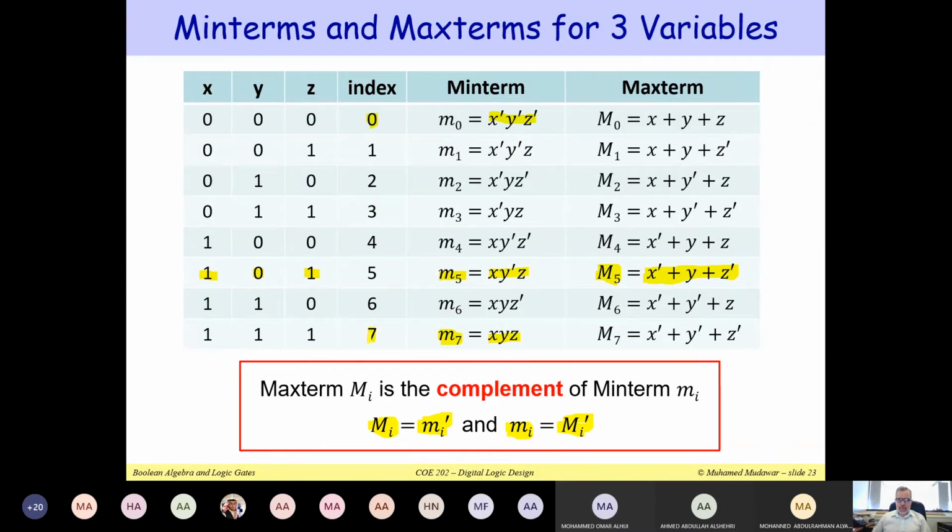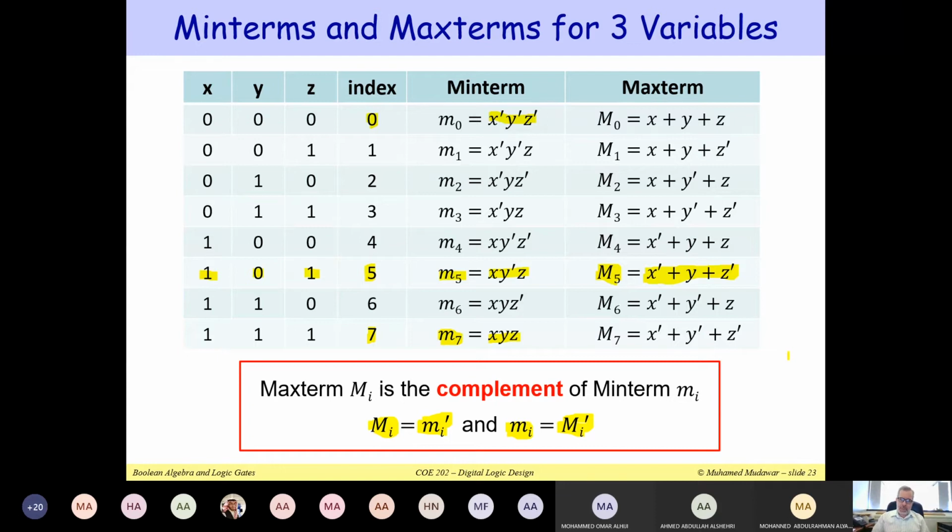This is the index. The purpose of the index is to tell me what is the binary combination of the variables x, y, z. So 0 here means 0, 0, 0, because this is a function of 3 variables. And 7 will be 1, 1, 1. And 5 will be 1, 0, 1. So this is really the purpose of the index. It will tell me what is the binary combination of the input variables x, y, and z.